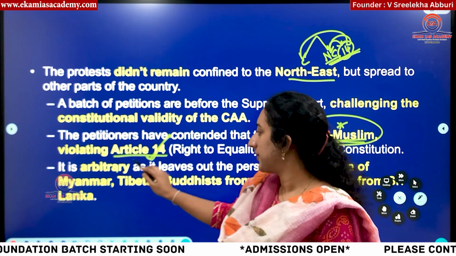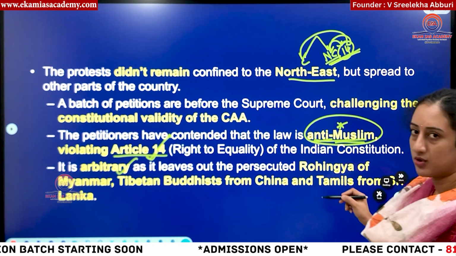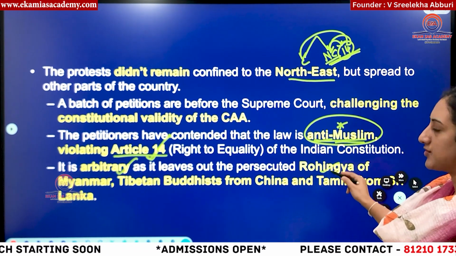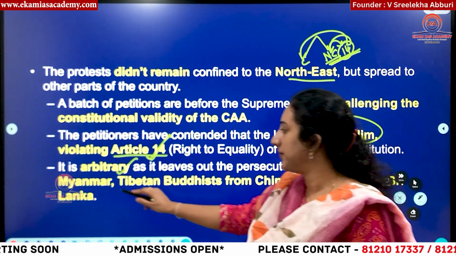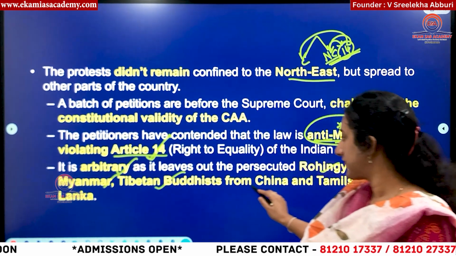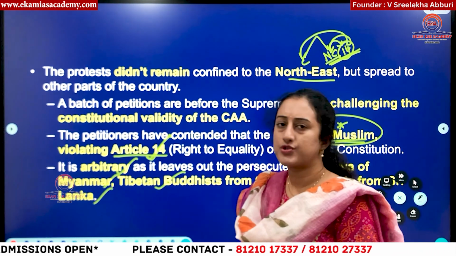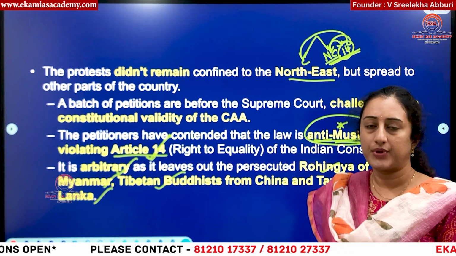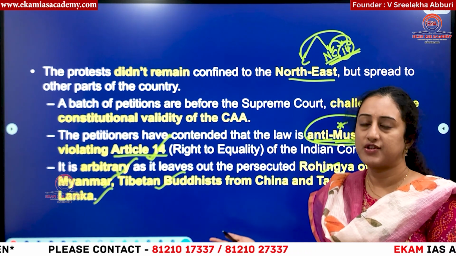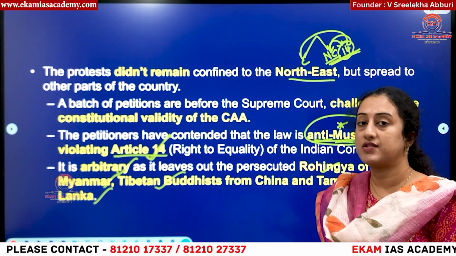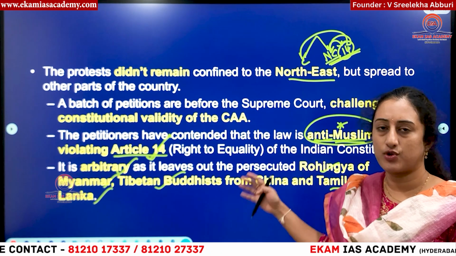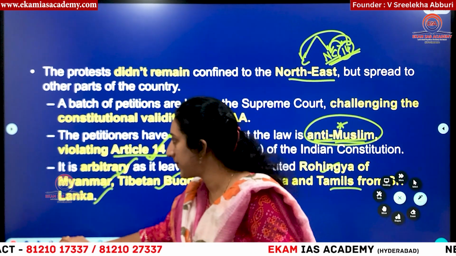Then it is arbitrary, because, for example, Rohingyas, who are also Muslim minorities coming from Myanmar, Tibetan Buddhists from China, and also Tamils from Sri Lanka, are also religiously persecuted, right? Then why are you not giving citizenship to these people, and why are you giving citizenship only from these 3 countries? That is also one controversy regarding this particular act.